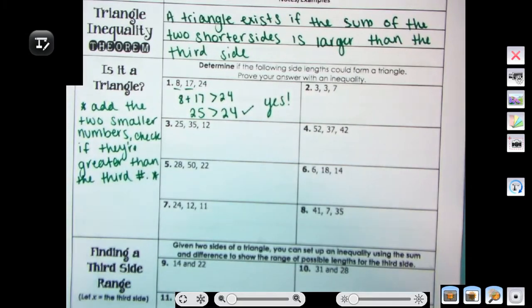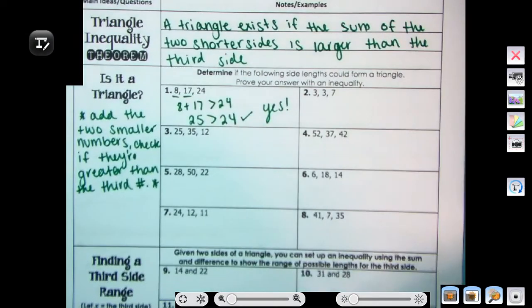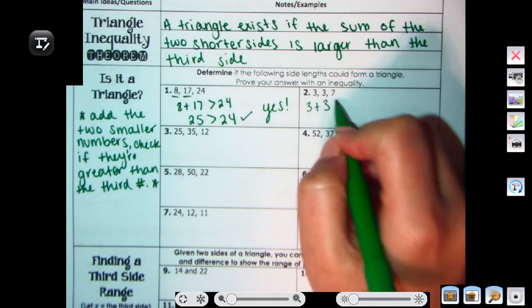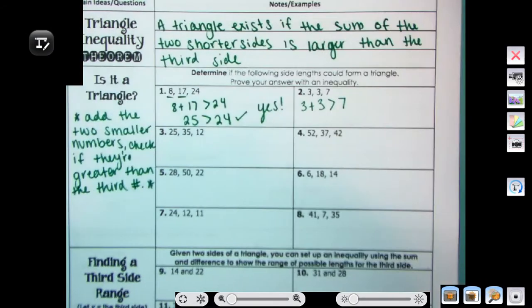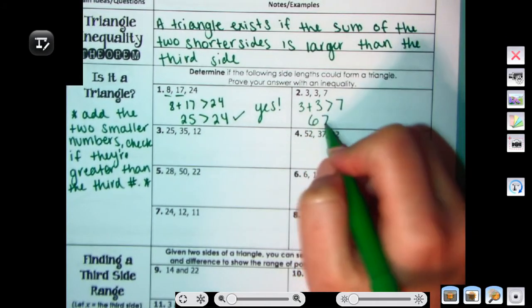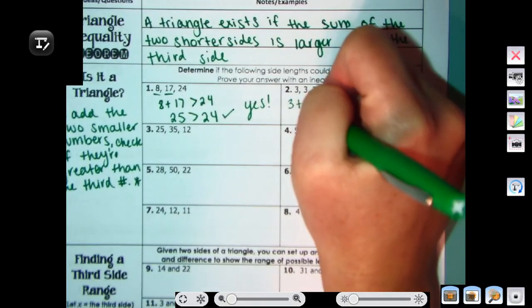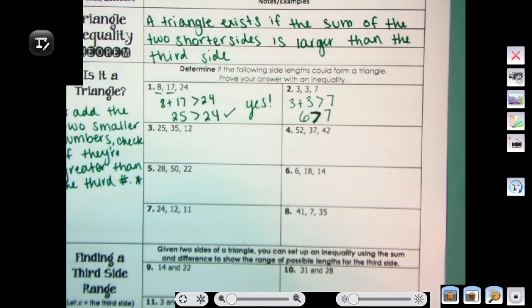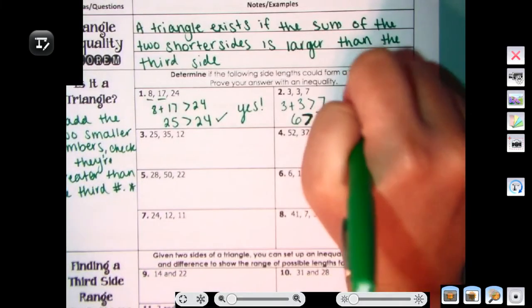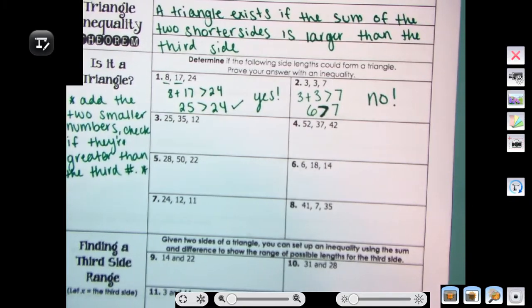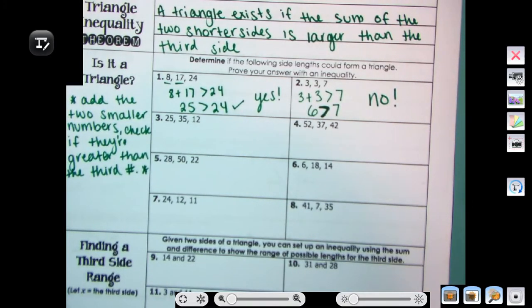So it's very easy to do, but you have to know what to do. So we're taking the two smaller ones, we're checking if they're bigger than the third. So for example, on number 2, let's check 3 plus 3. Does that give me something that's greater than 7? So is 6 greater than 7? That looks like 2 7s, but that's a greater than sign. So is 6 greater than 7? No. So that could not be a triangle. Very simple. Let's check another one.